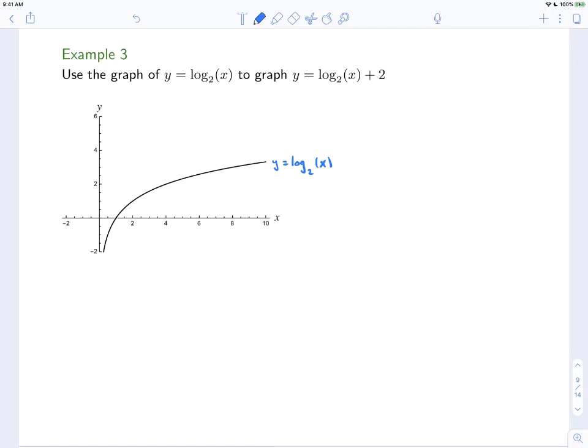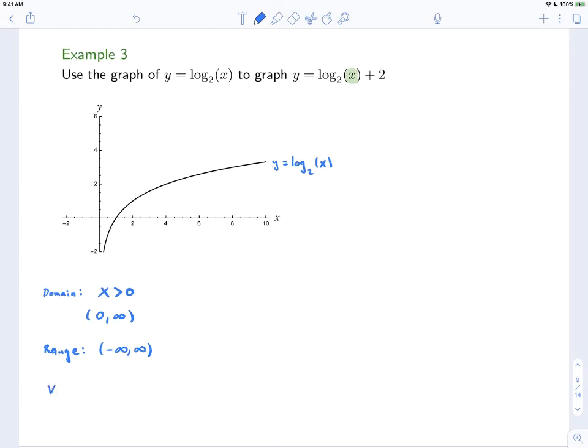So the first thing we want to do is find the domain. The domain is all of the x's such that the argument is greater than 0, but the argument is just x greater than 0. So the domain is the set from 0 to infinity. The range, we know that the range of log base 2 of x is from negative infinity to infinity, so if you add 2 to it, that doesn't change it. So the range is negative infinity to infinity.